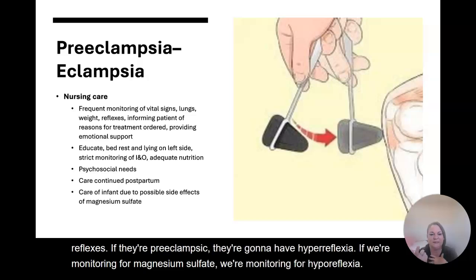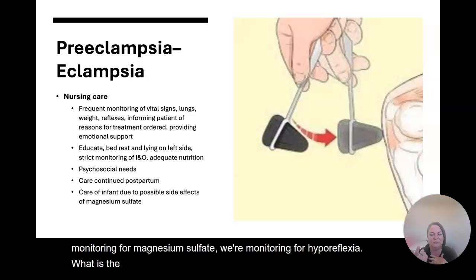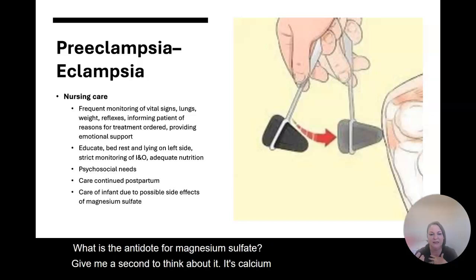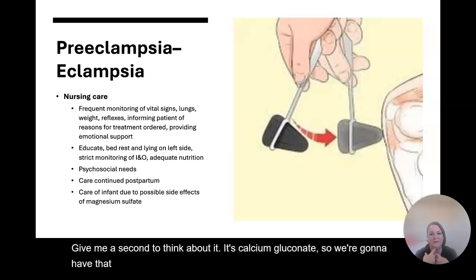What is the antidote for magnesium sulfate? Give you a second to think about it. It's calcium gluconate. So we're going to have that available and ready to go if we are becoming mag toxic.